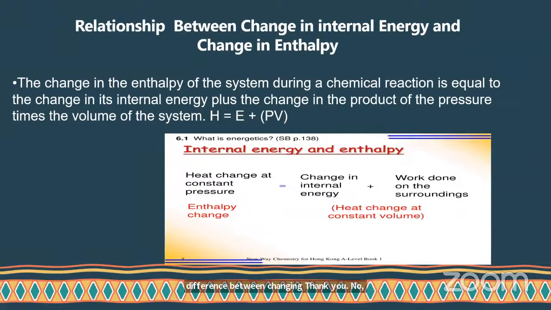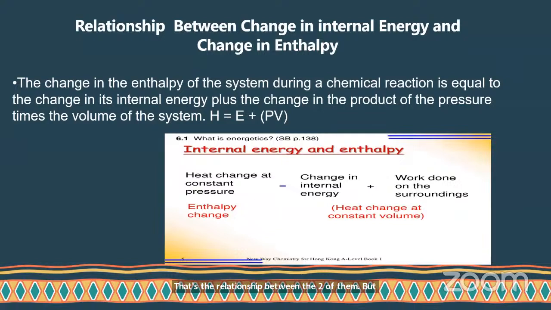Now, what's the relationship between these two? The change in the enthalpy of the system is equal to the change in its internal energy plus the change in the product of the pressure times the volume of the system. The product of pressure times volume of the system is actually work done on the system. So enthalpy change is equal to change in internal energy plus work done on the system. That is the relationship between the two of them.